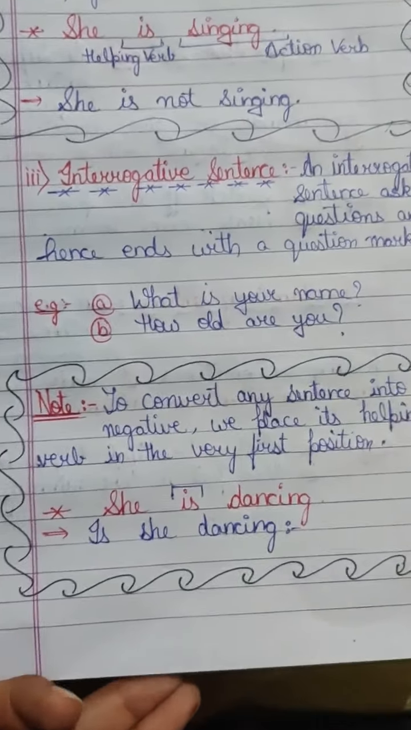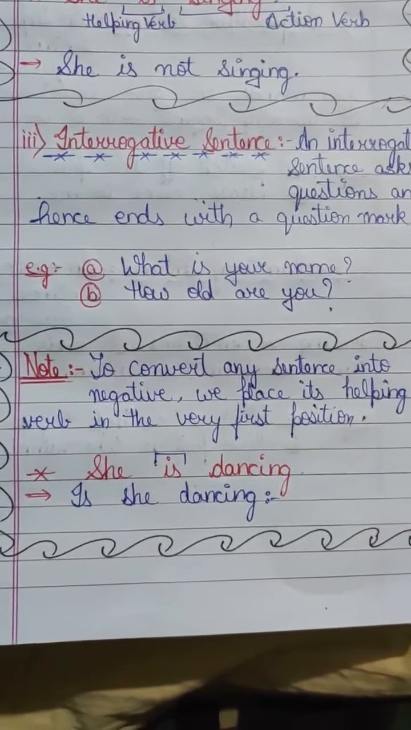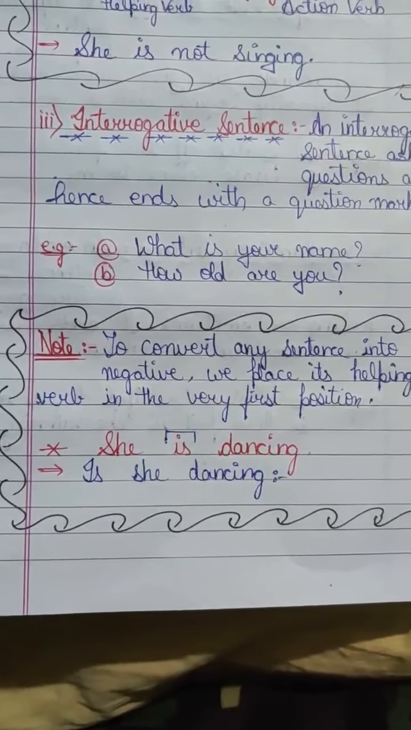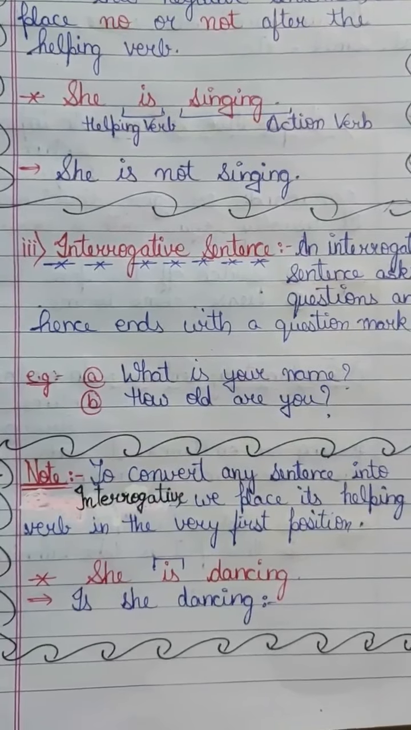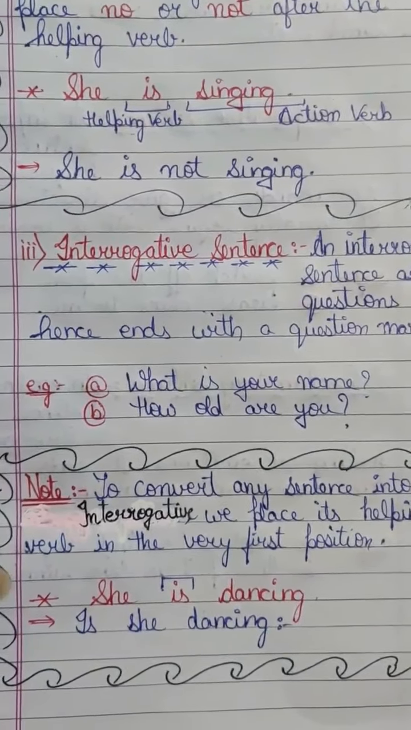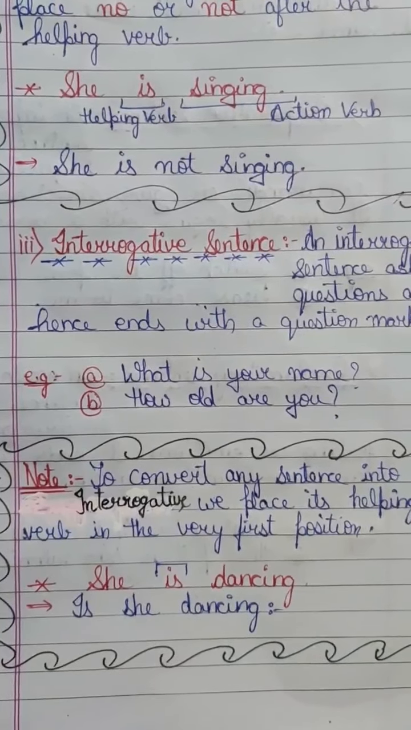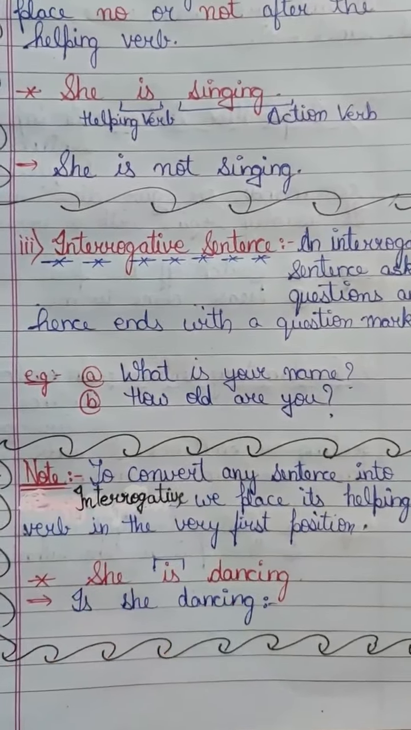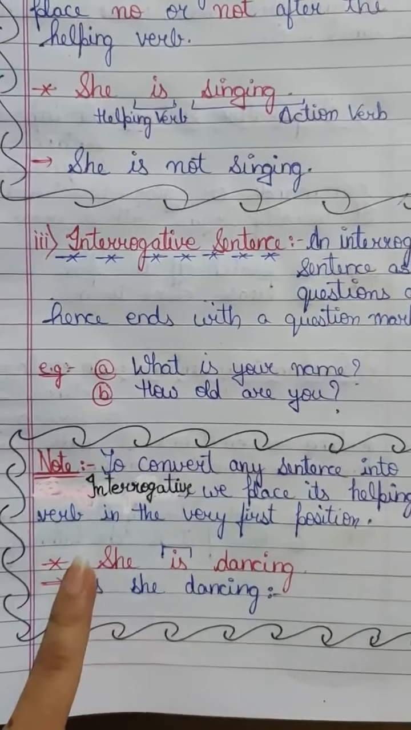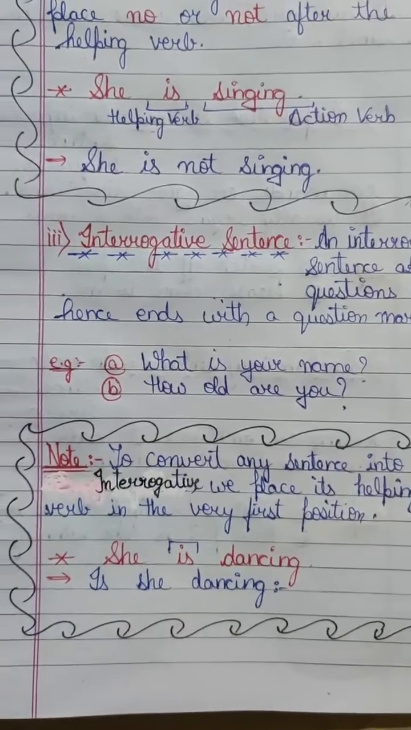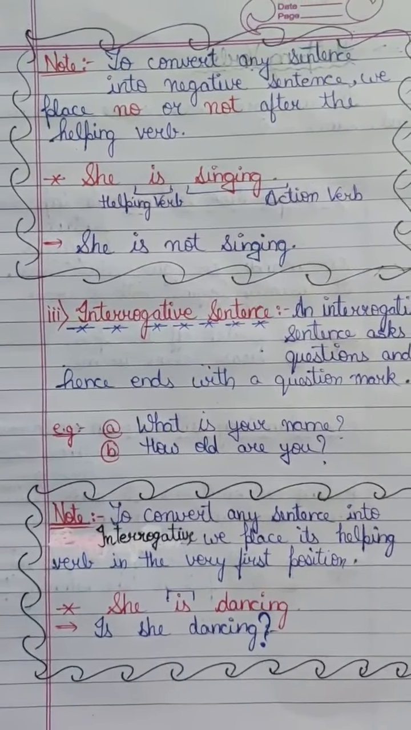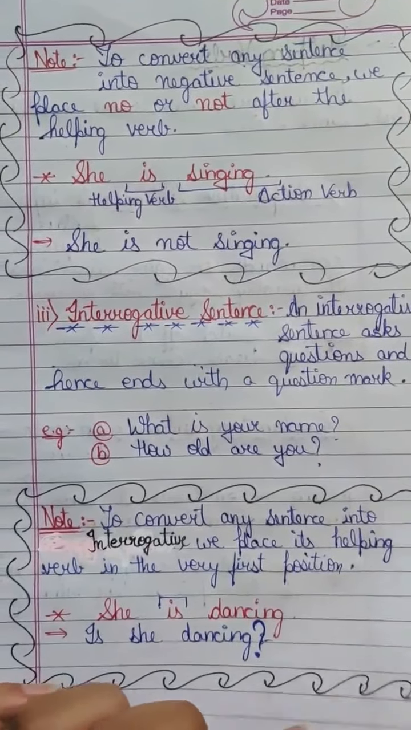Now, how do we convert sentences into interrogative ones? To convert any sentence into interrogative, we place the helping verb in the very first position in the sentence. For example, she is dancing. So "is" is the helping verb, therefore we place "is" in the very first position. Is she dancing? And we'll put a question mark. Okay, I hope the interrogative sentence and its conversion is clear to you. Now let's move on to the next.